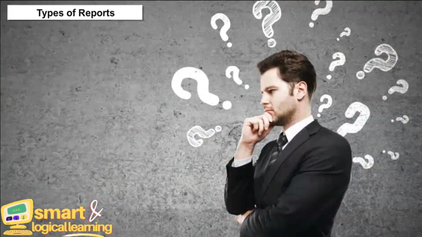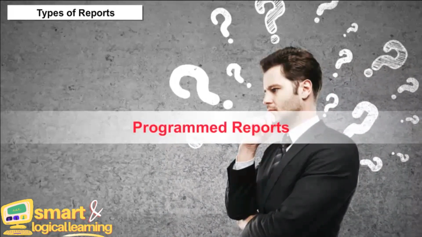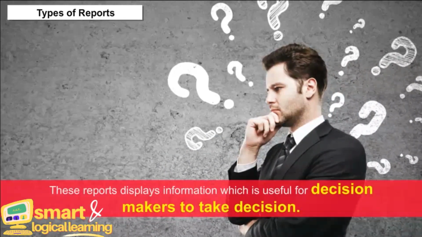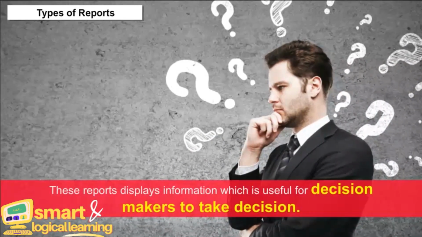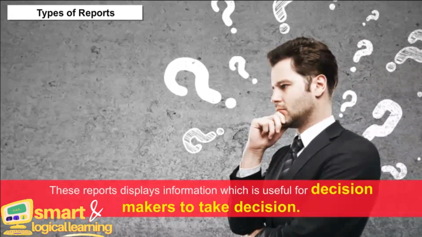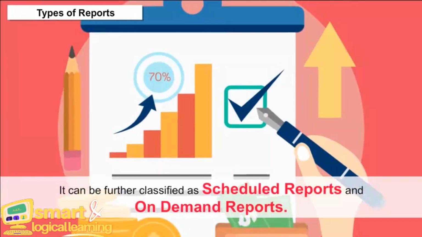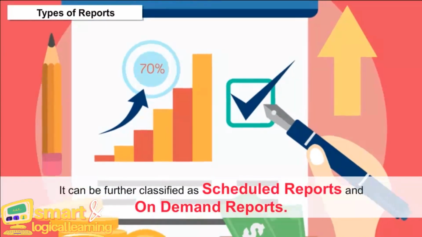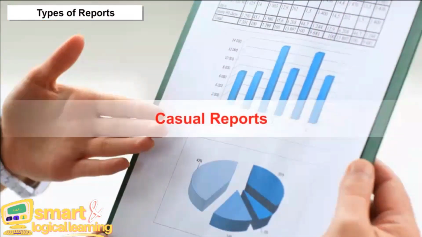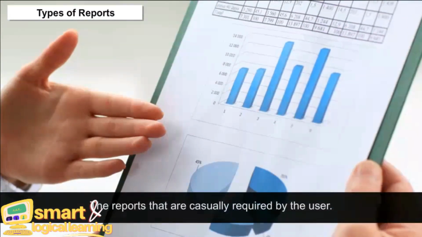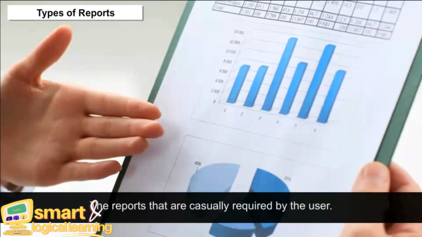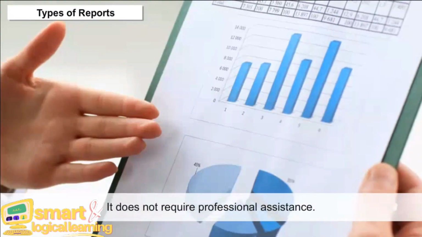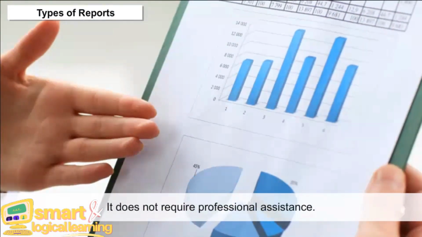Types of reports. Programmed reports. These reports display information which is useful for decision makers to take decisions. It can be further classified as scheduled reports and on-demand reports. Casual reports. The reports that are casually required by the user; it does not require professional assistance.